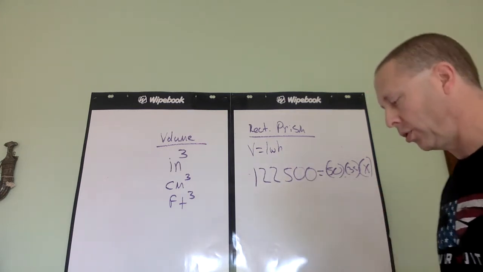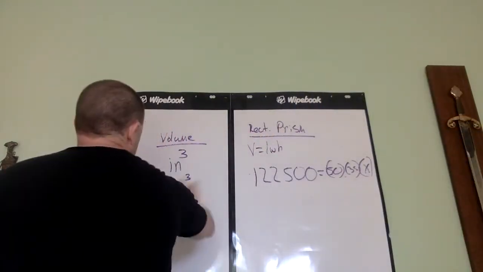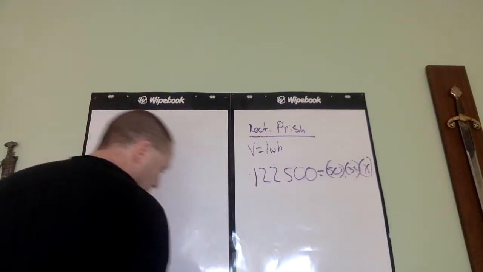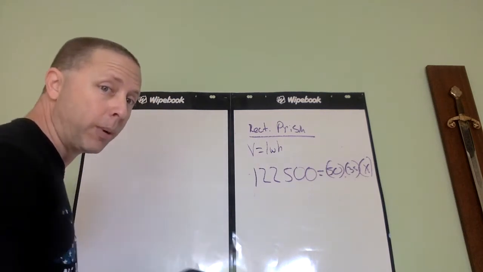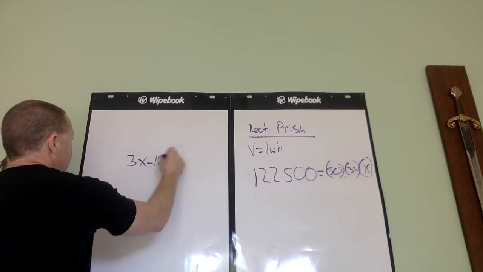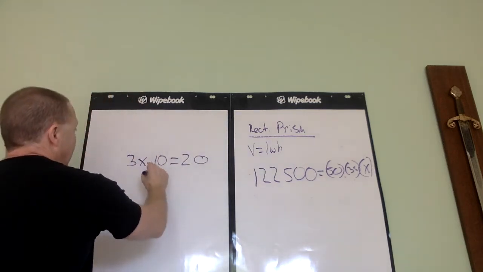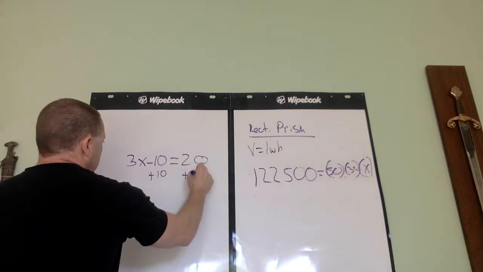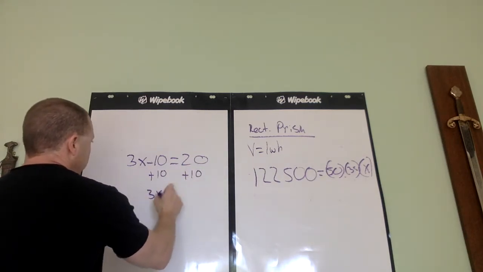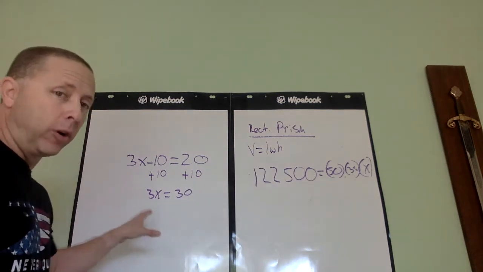Here's a quick refresher. I don't want to give this whole thing away to you because I want you guys to work with it a little bit. Now, go all the way back to chapter 2 and try to remember this. If I was to take something like 3x minus 10 equals 20, add 10 to each side, which gives me 3x equals 30. Okay, I need to get the variable by itself.